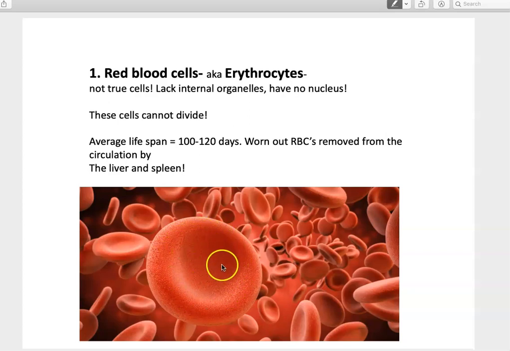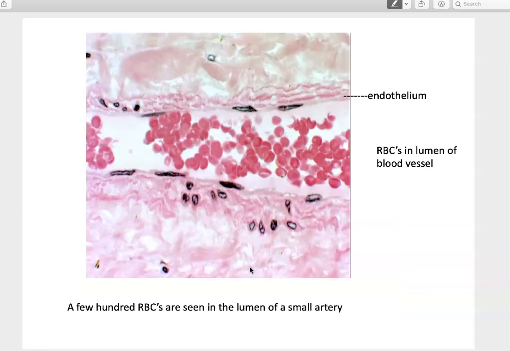But this is not a nice round cell. It is biconcave. You can see it's concave right here. Oh, not this slide. The slide after that, we'll talk about them. But I just wanted to show you, this is a blood vessel. And here are red blood cells within this blood vessel.